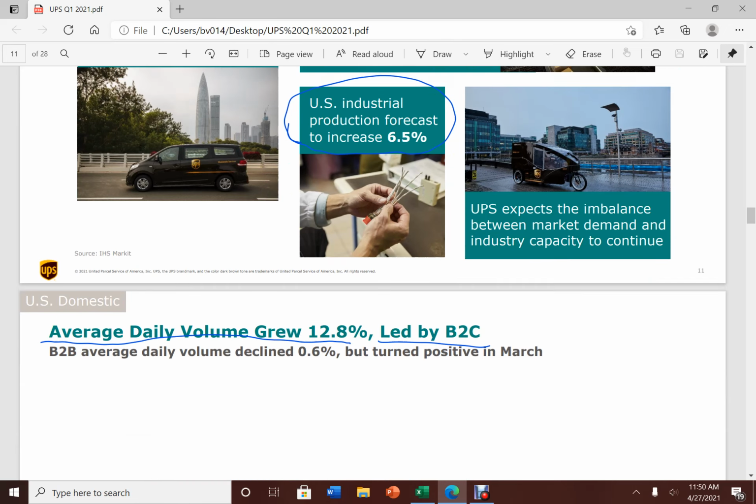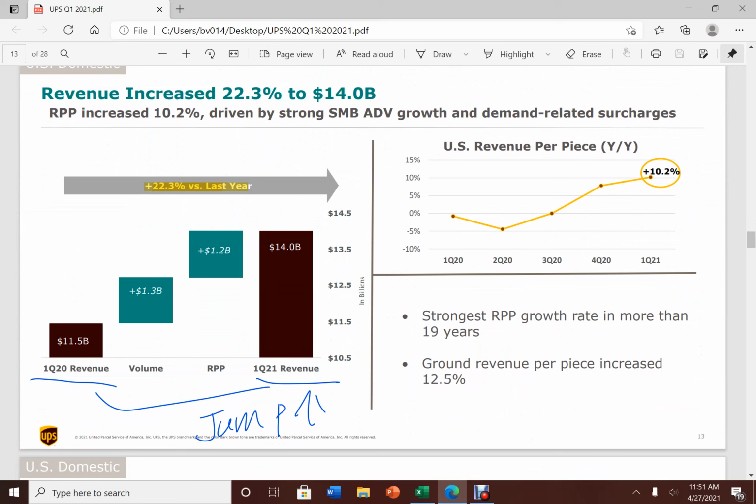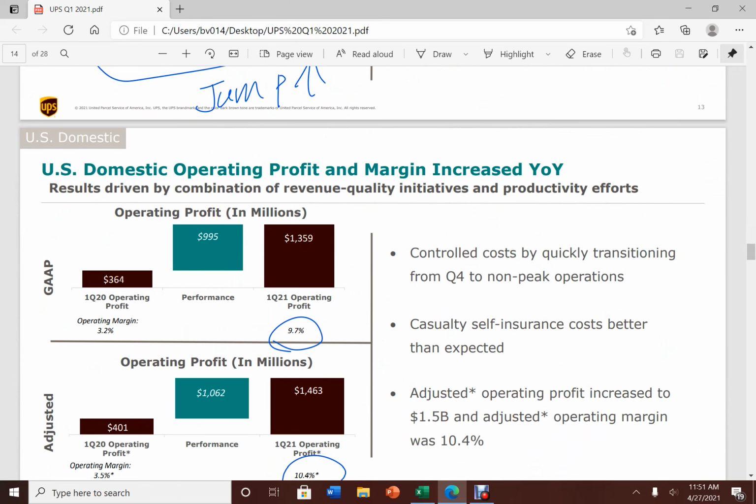And if you look here, average daily volume for UPS increased 12.8%, led by business consumer again. What happened in 2020 was people switching from shopping in-store to shopping online. When more people shop online, this average volume will grow 12.8%. Revenue increased 22.3%. Absolute monster for a company that's this old and this mature.